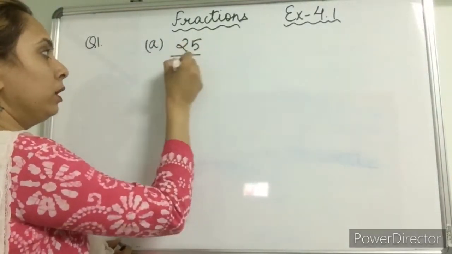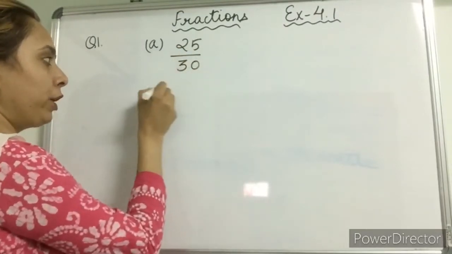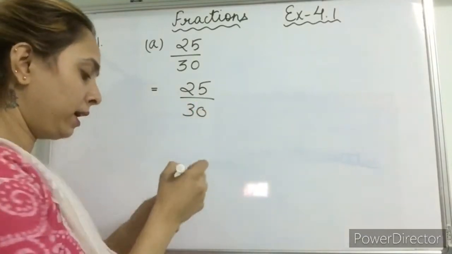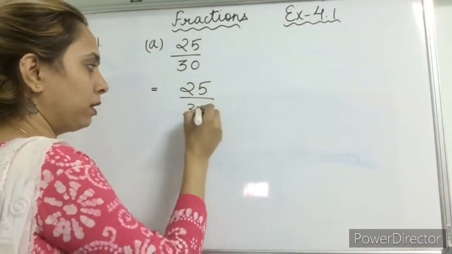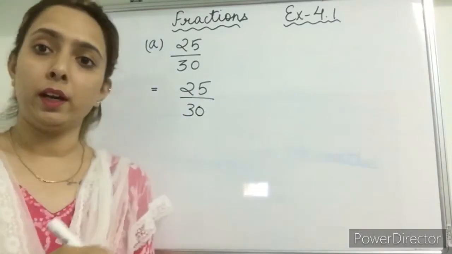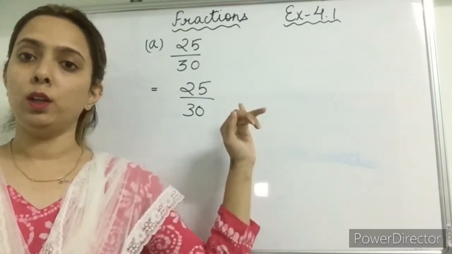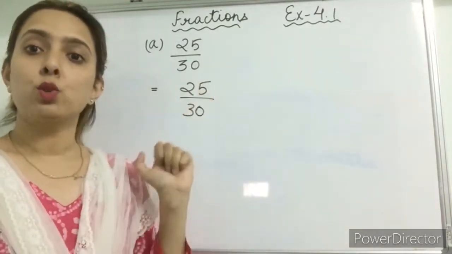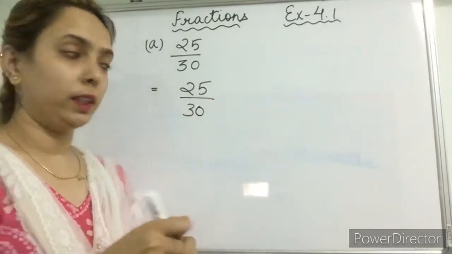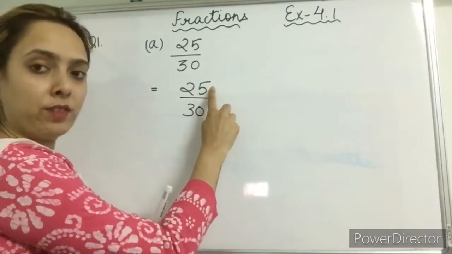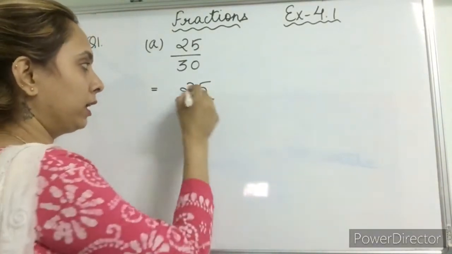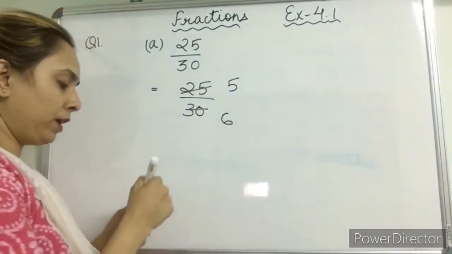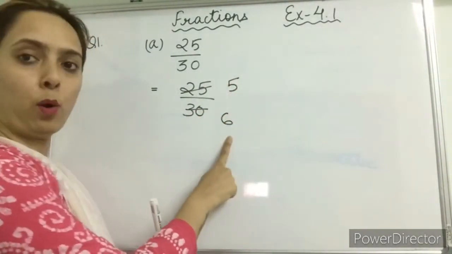25 upon 30. The first thing you have to keep in your mind is to check by which table both the numerator and denominator are divisible. So here you can see that both these numbers are divisible by 5. So we will start dividing it, we will reduce it. How? 5 5s are 25 and 5 6s are 30. Now we have got 5 upon 6.